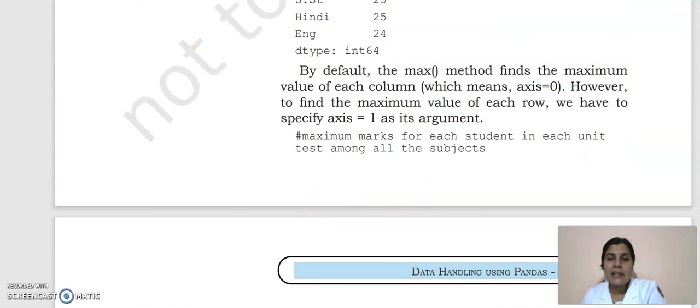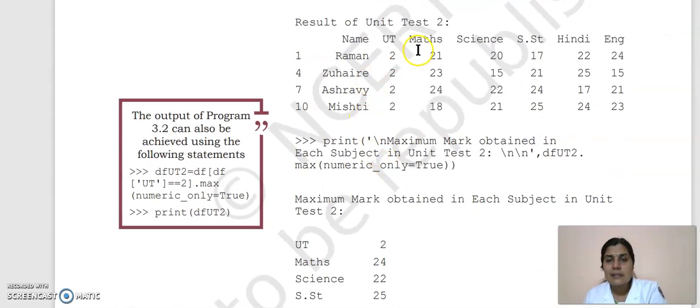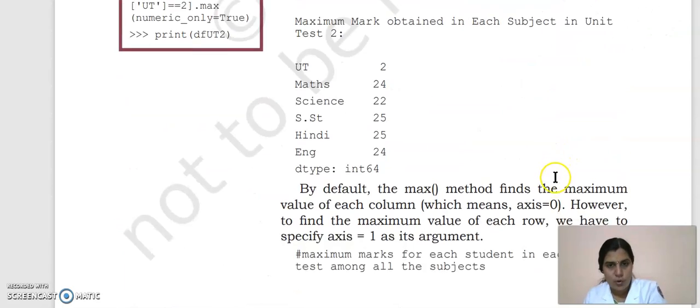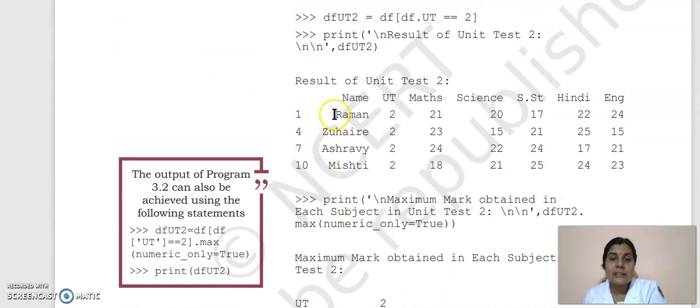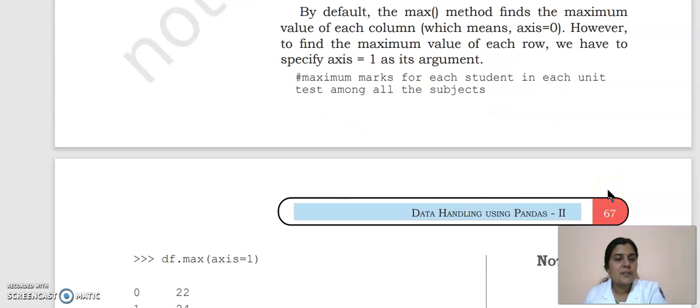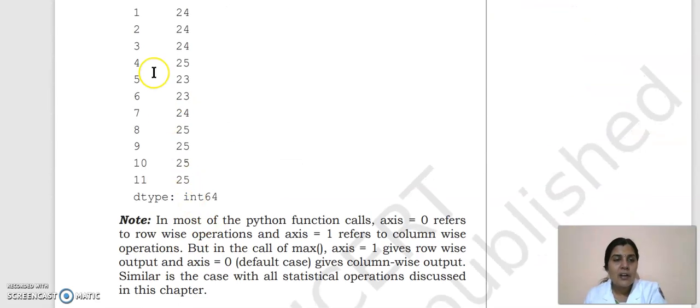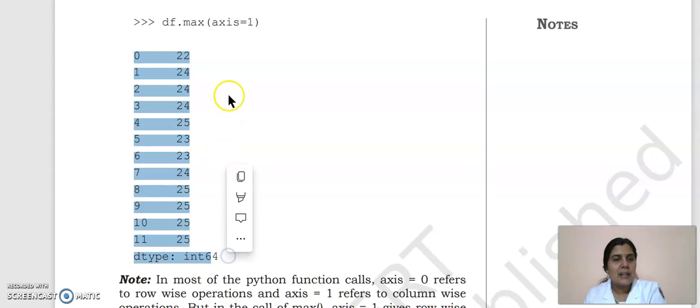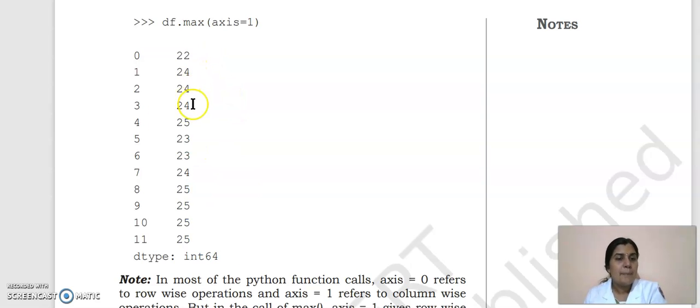Next, we can find the maximum value of each column. However, to find the maximum value of each row, we have to specify axis equal to 1. Here we are finding the maximum value of each column for maths, science, SST and so on. If we want to find one student's maximum value, that means which subject the student got the highest value, that means the highest value in a row, we already specified in the previous chapter that in that case we have to specify axis. That means df.max with axis equal to 1 will give each row's maximum marks. Sometimes it will be social science, sometimes it will be maths and so on.